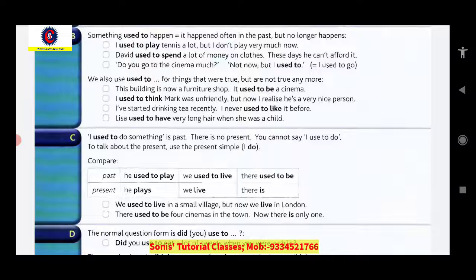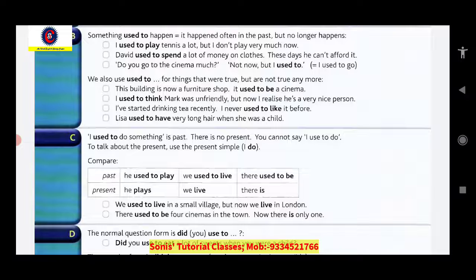I used to think Mark was unfriendly. It means it was my opinion about Mark, but now I realize he is a very nice person. I have started drinking tea recently. I never used to like it before. It means I like it now, but earlier I did not like it.